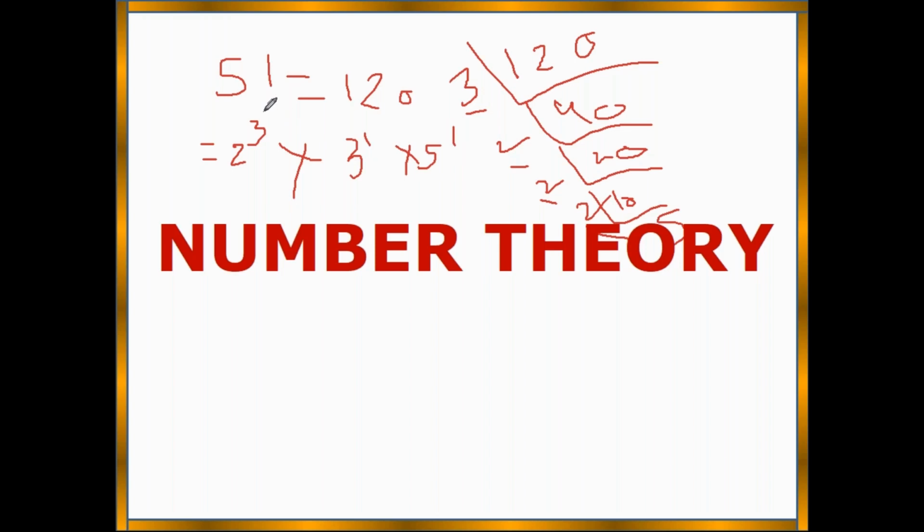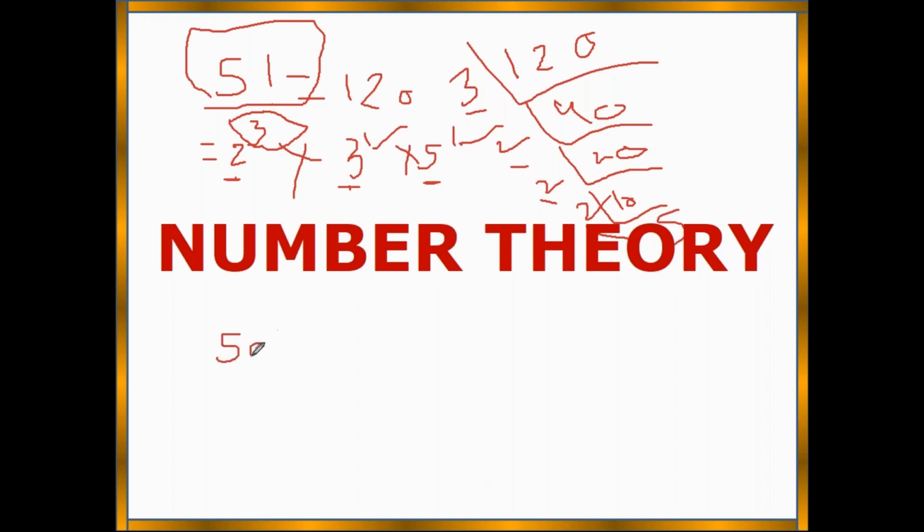Now give the answer to me. What is the highest power of 2 in 5 factorial? 3 is the correct answer. What is the highest power of 3 in 5 factorial? 1 is the correct answer. What is the highest power of 5 in 5 factorial? 1 is the correct answer. Clear? Whenever they give a smaller factorial like 5 factorial, the answer is 120, and it is easy to get the prime factorization.